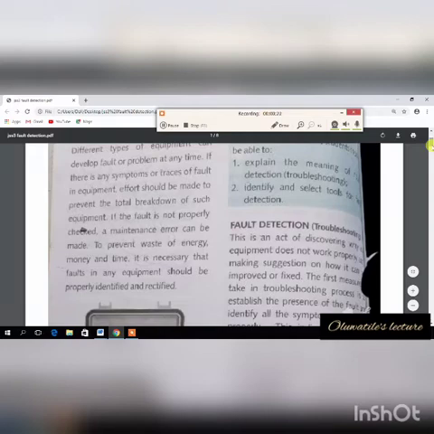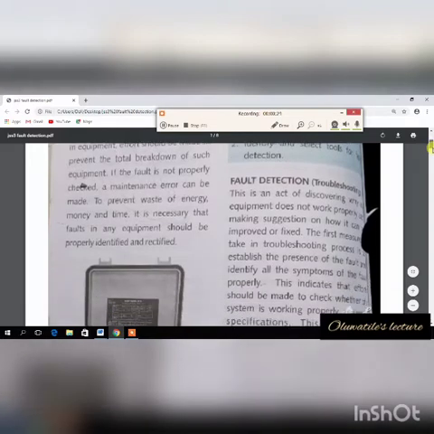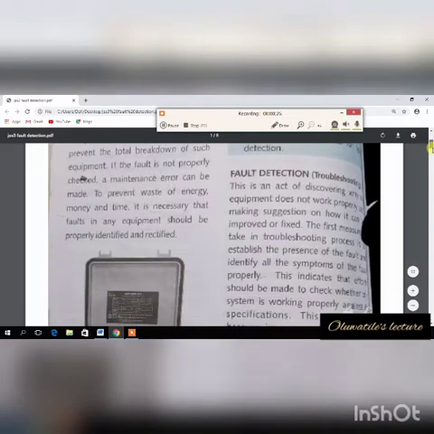What is fault detection? This is an act of discovering why an equipment does not work properly and making suggestions on how it can be improved or fixed. So it is just simple. You are searching for why an equipment is not working. If you have a radio set and it is not working, and you try to dismantle the radio set and check, it's called fault detection.